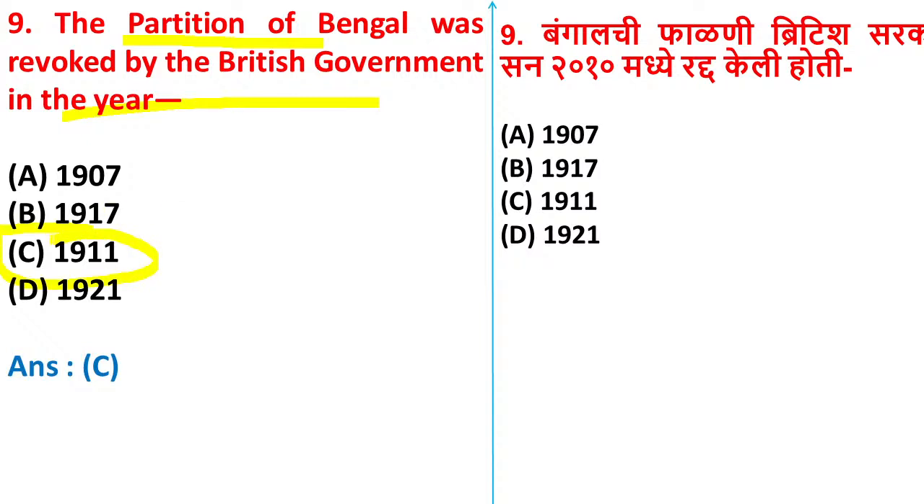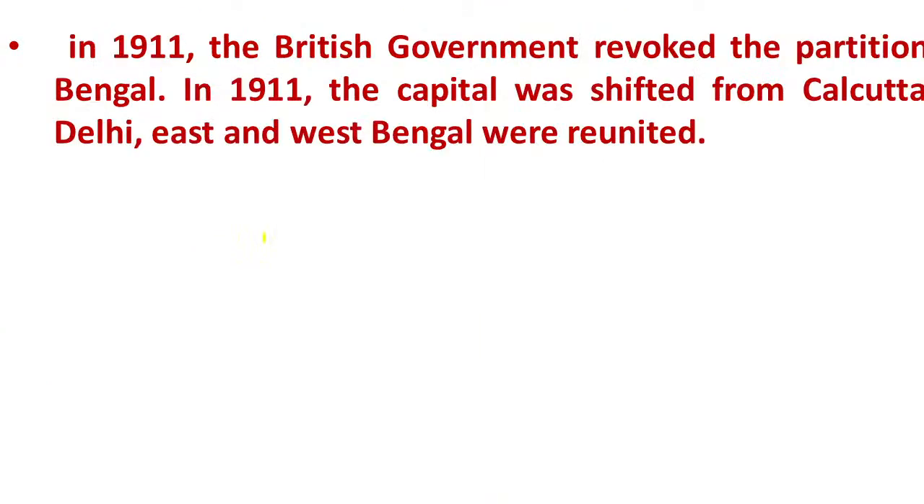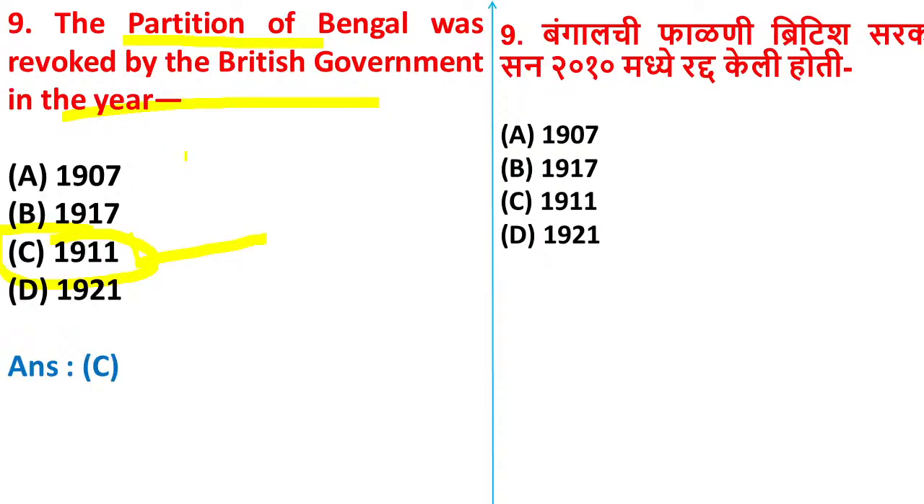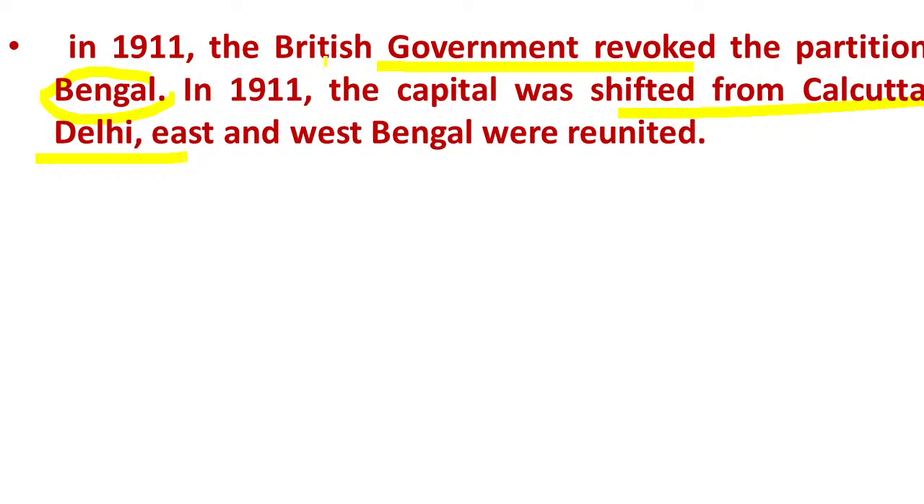The partition of Bengal was revoked by the British government in the year 1911. In 1911 the British government revoked the partition of Bengal, and in 1911 the capital was shifted from Calcutta to Delhi. This also you must remember. Yes, very related information it is. Yes, Prachi, option C is correct, 1911. In that period the capital was Calcutta and it shifted to Delhi. This also you must remember.